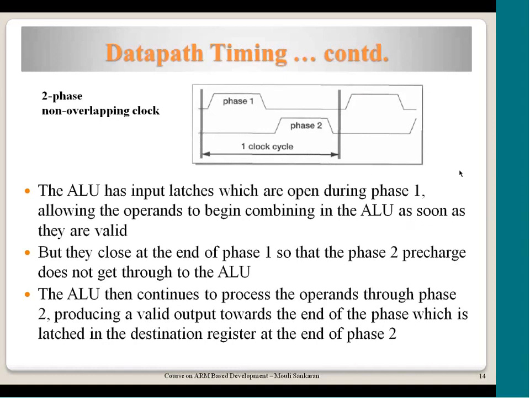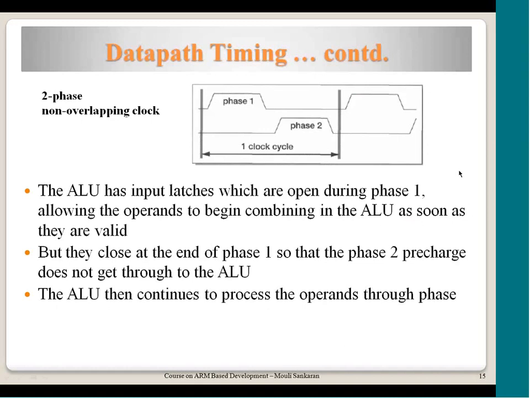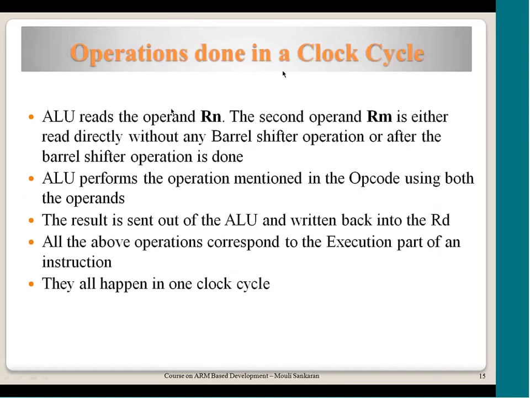To summarize, what are the operations done in a single clock cycle? The ALU reads the operand Rn. The second operand Rm is either read directly or through the barrel shifter. The ALU operation is performed, the result is sent out, and it is latched onto the RB.